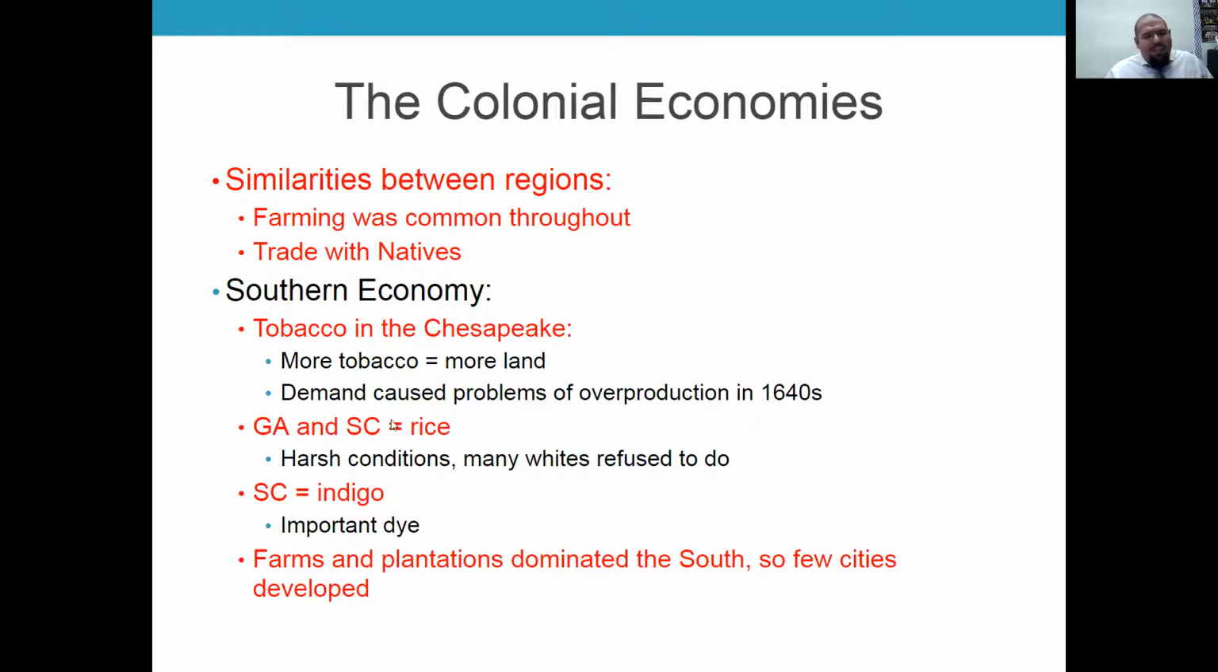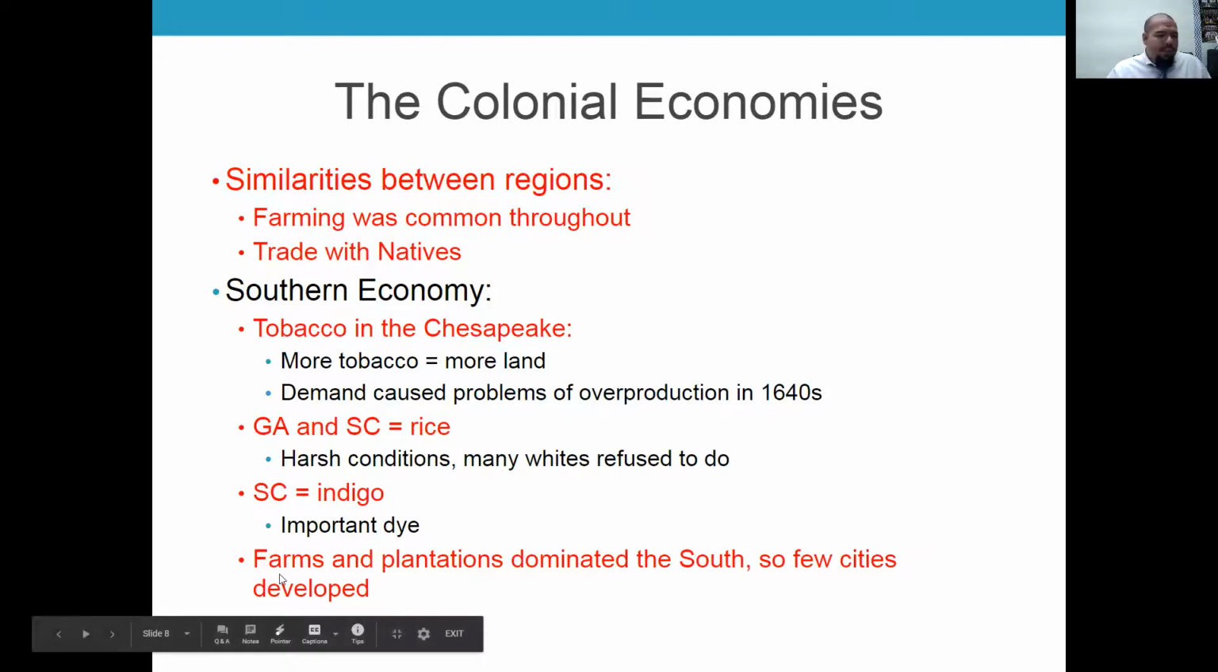Georgia and South Carolina are going to focus on rice harvest. Growing this type of crop is tough work, and many whites, many indentured servants, are going to refuse to do it. So you know what's going to happen. Let's just bring in some African slaves that don't speak the language, that don't know what to do, figure it out themselves, make us our own profit. South Carolina also grew indigo, which is an important dye to dye clothes.